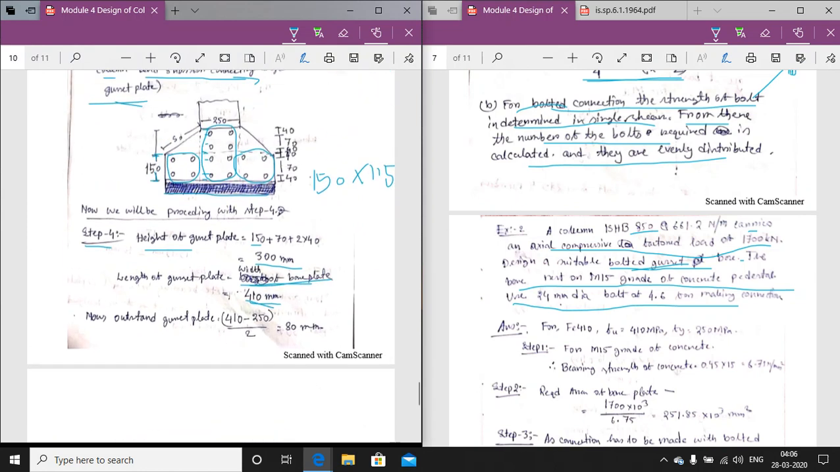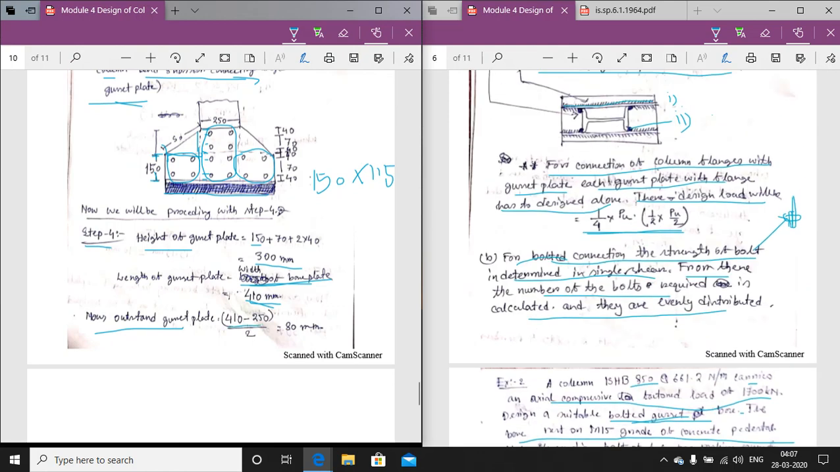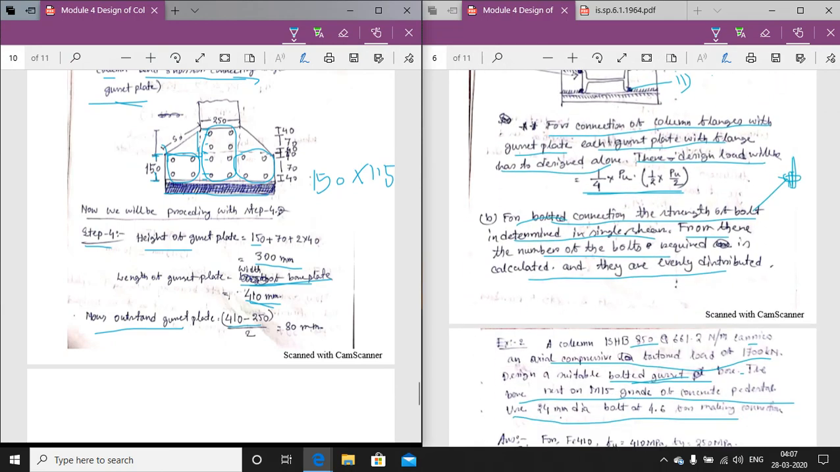So now the outstand of the gusset plate, this value, from here to here, is the outstand of the gusset plate. So the outstand of the gusset plate will be equal to 400 minus 250, which I have shown here also in the design procedure.